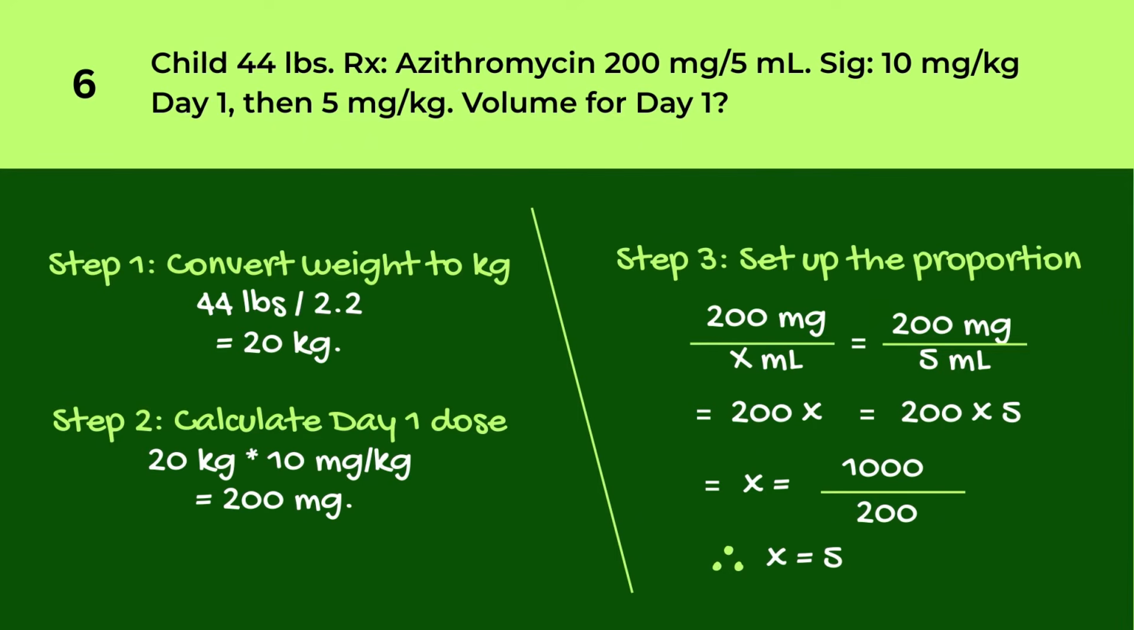Here are the steps. First, convert the weight to kilograms by dividing 44 pounds by 2.2, which gives us 20 kilograms. Second, calculate the dose required for day 1. 20 kilograms times 10 milligrams per kilogram equals 200 milligrams. Third, set up the proportion where 200 milligrams over X milliliters equals 200 milligrams over 5 milliliters. Solving for volume, X equals 5 milliliters. The math points to 5 milliliters. Let's lock it and confirm.